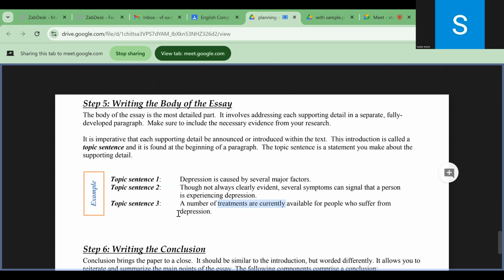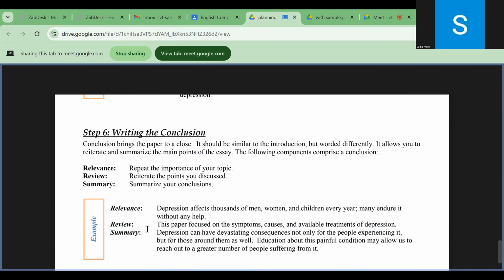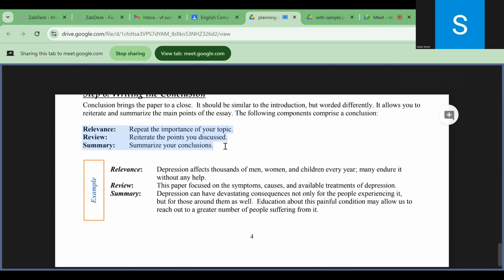Then in the second body paragraph, we'll only talk about the symptoms, what kind of symptoms could be there. And the third would include the possible treatments. And then we'll have a conclusion. The conclusion is the repetition of your thesis statement and claim that you have made in the beginning. You restate, you reiterate or review what you have discussed in your body paragraphs, and you then summarize your conclusion.